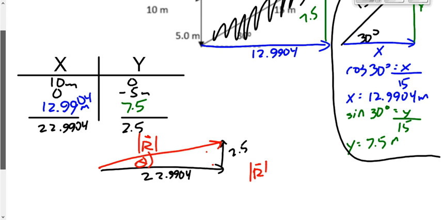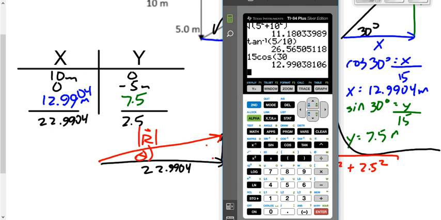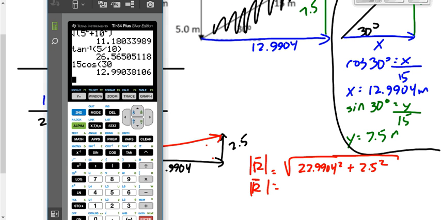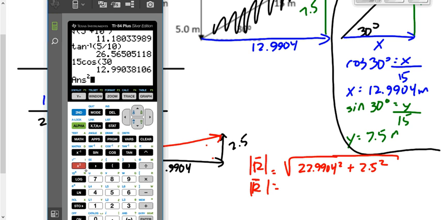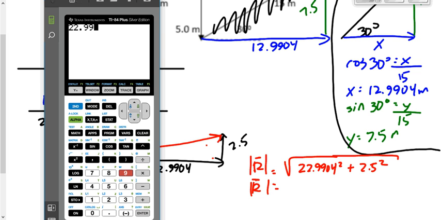R is the square root of 22.99 squared plus 2.5 squared. So the magnitude of the resultant vector is, let's do this, 22.99 squared plus 2.5 squared. Don't forget to square root all that. 23 point, let's call it 23.